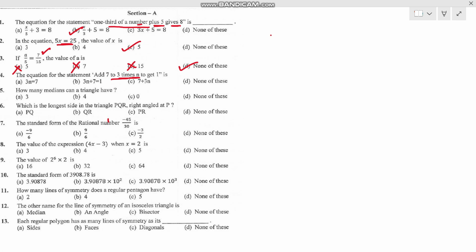3 times n means 3n. We need to add 7 to this in order to get what? In order to get 1. So we will see the first option is not the correct option. Second option, option number B, is the correct option: 3n plus 7 equals 1.